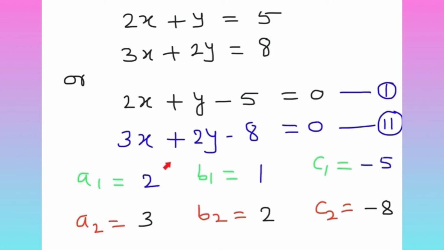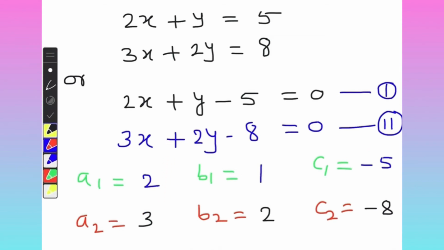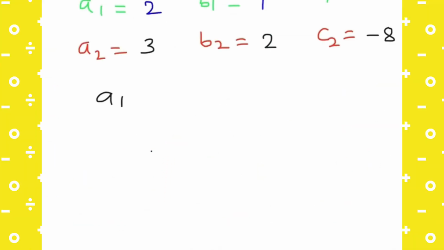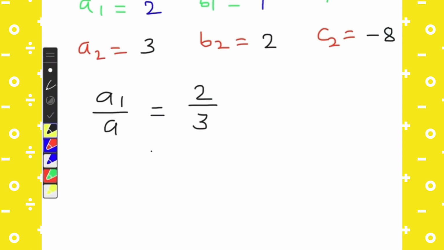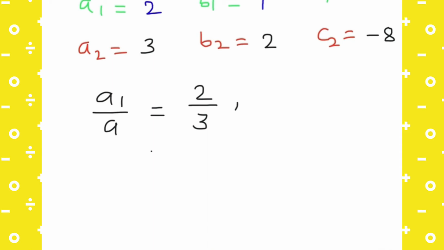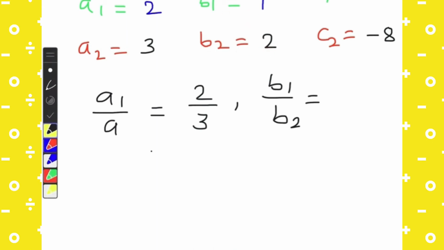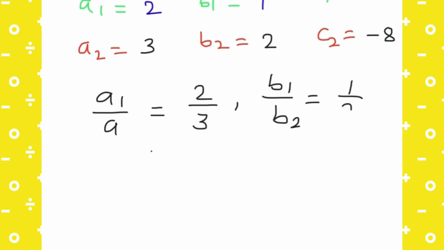So now dear, a1 by a2, this is 2 upon 3, because the value of a1 is 2 and the value of a2 is 3, and again the value of b1 upon b2. So you can see that the value of b1 is 1 and the value of b2 is 2, so you will write 1 upon 2.